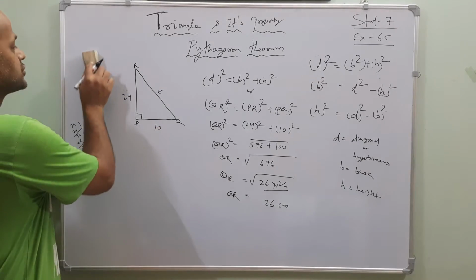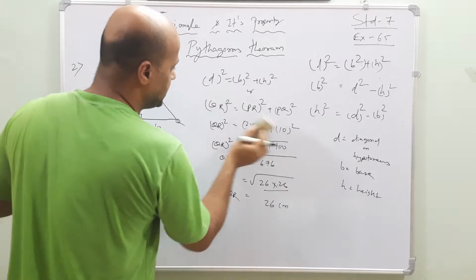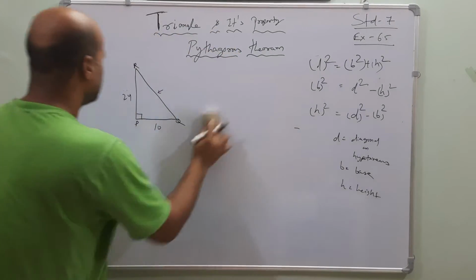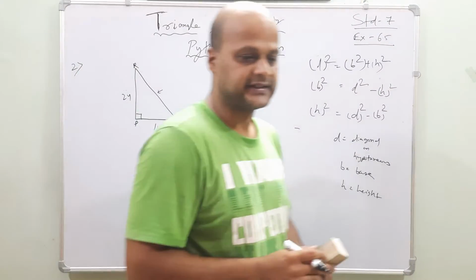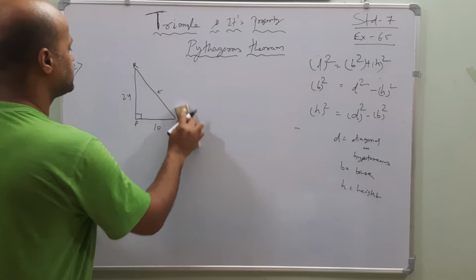What is the second question saying to us? Let me erase everything. Now the second question is given. It is saying that ABC is a right angle triangle. Now the names are changing here.